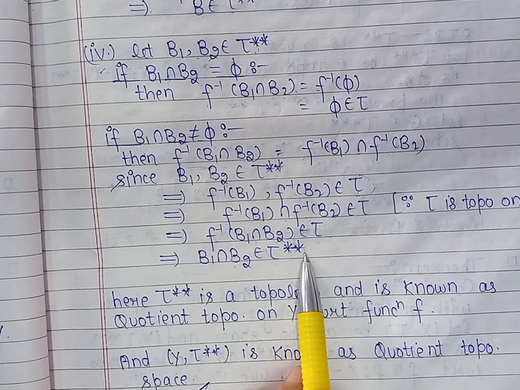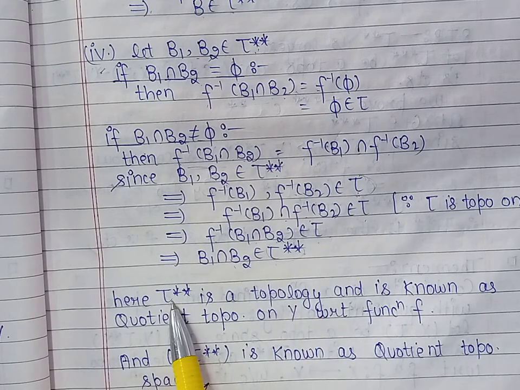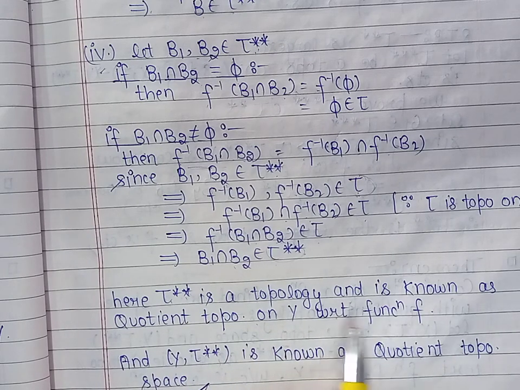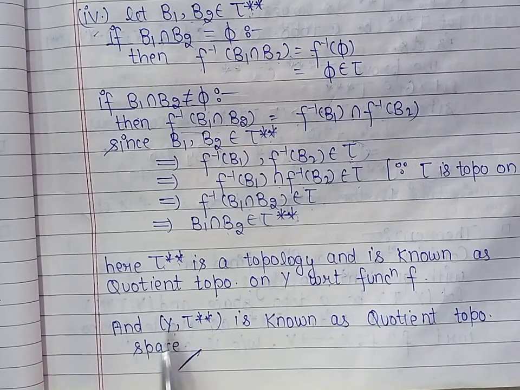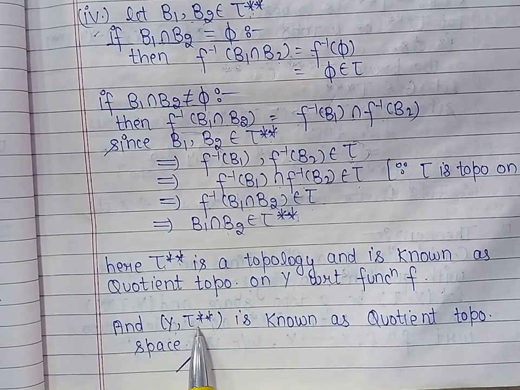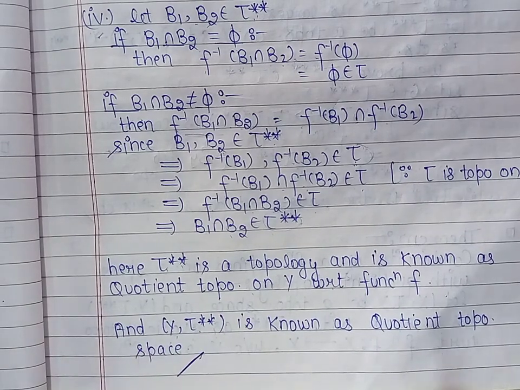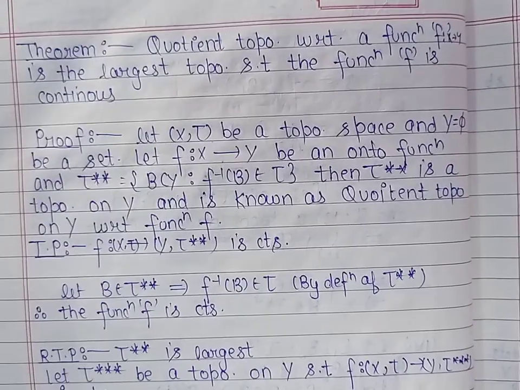So we have verified all the four conditions for being a topology. So we can say that the collection defined by tau double star is a topology on the set Y, and this is called the quotient topology with respect to the function f. And the ordered pair formed by the set Y together with this topology is called a quotient topological space. Now next we will discuss some properties of quotient topology.